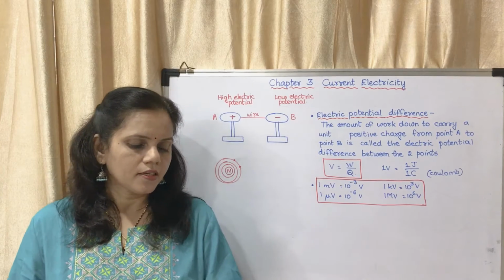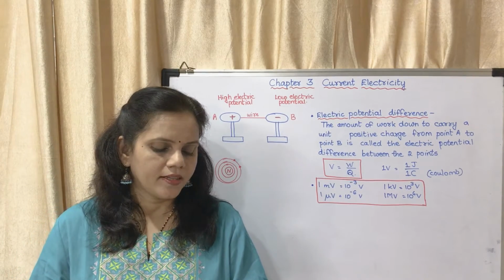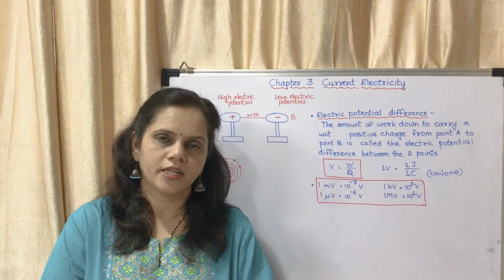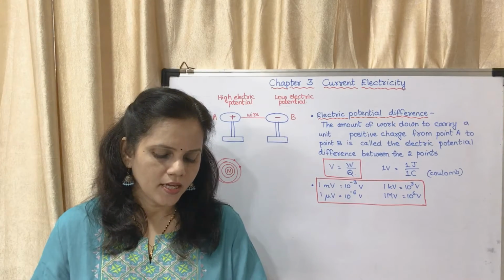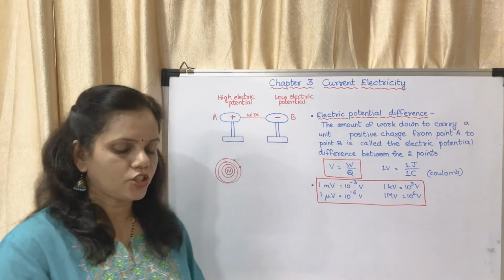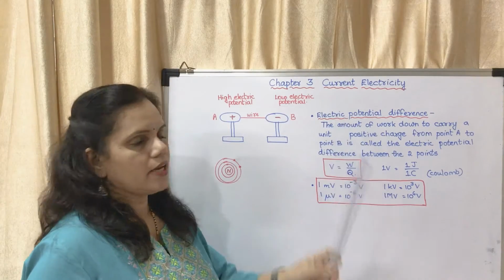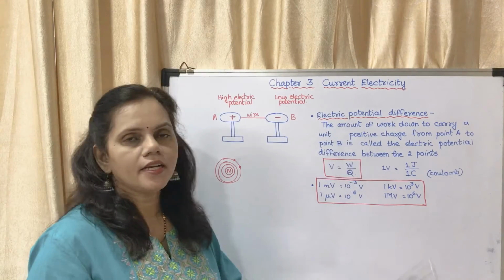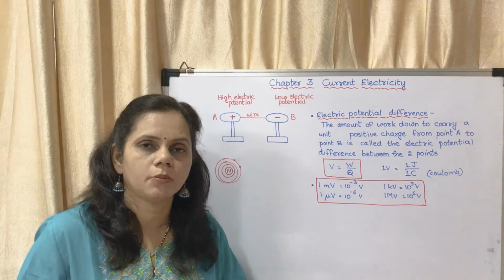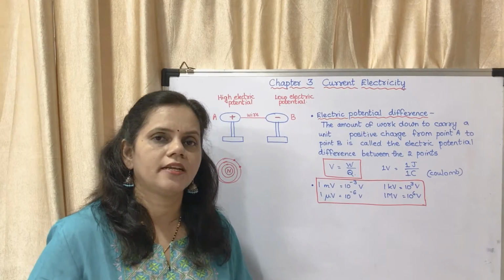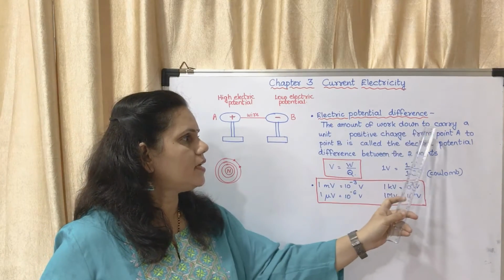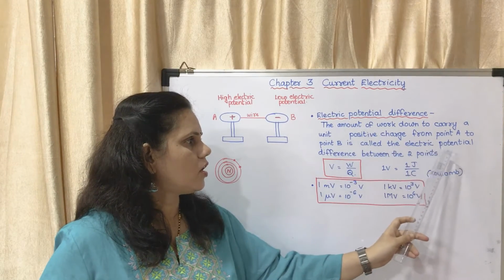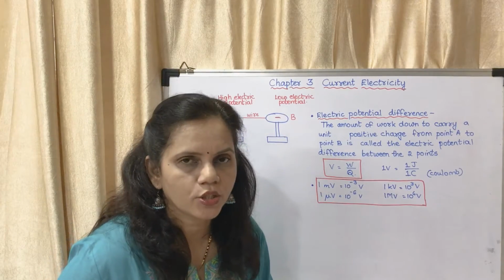Okay, now we will see potential difference of a cell. The difference in potential between the positive and negative terminals of a cell is the potential difference of that cell. Okay, now I will explain the definition. You may see the electric potential difference. Now this definition which you will be getting this year will define electric potential difference. What is electric potential difference? The amount of work done to carry a unit positive charge from point A to point B is called the electric potential difference between the two points.